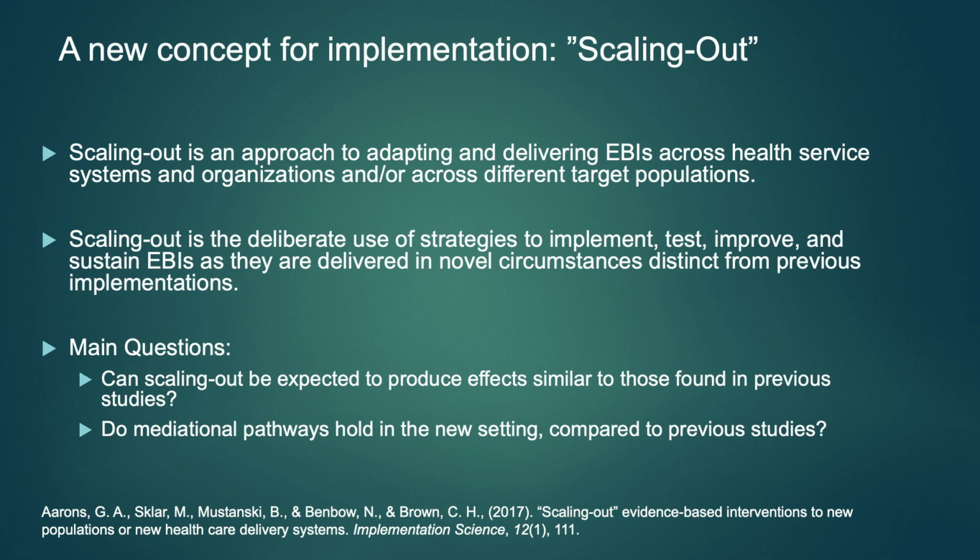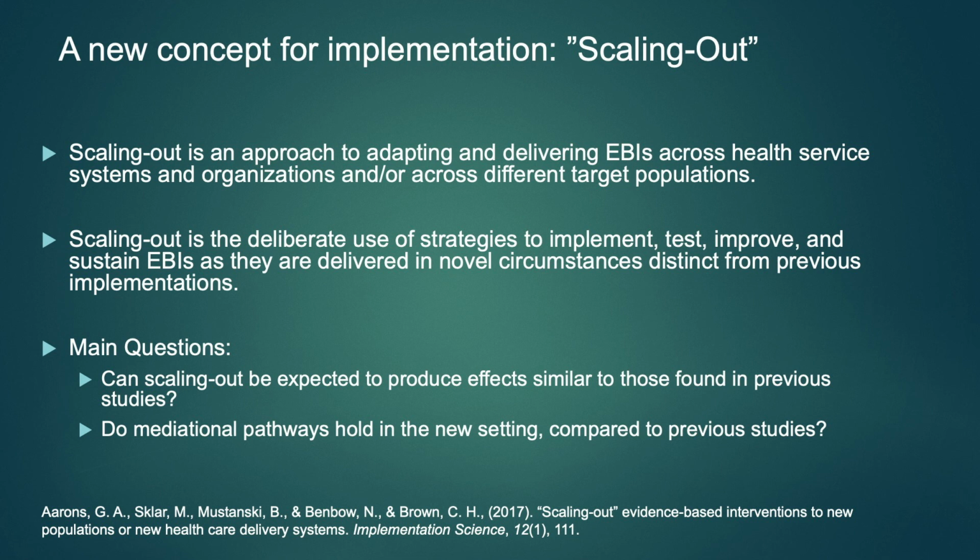The main question here is whether scaling out, which is really taking an intervention that's been proven in one service system or with a population, and then testing it in another system or with a new population, and using data from previous trials to borrow strength from that previous study or previous studies as comparison for the new studies. The idea is that we may not always need to do a new randomized trial in a new setting, but we can borrow strength from previous studies.